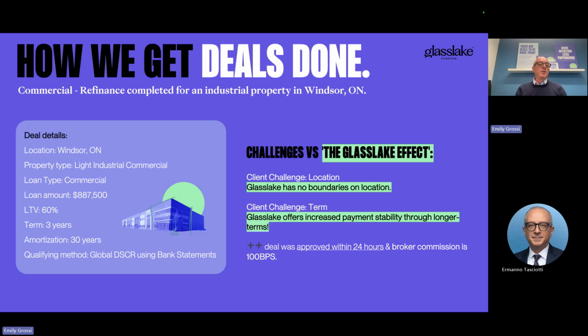Loan amount was $887,000. A lot of lenders won't get out of bed for less than $1 million. So, $2 million, we would do this all day long. Loan to value is very strong at 60%. Maximum is 75, 60 is considered strong. The term was 3 years and the amortization was 30. Now the qualifying method was global DSCR using bank statements.